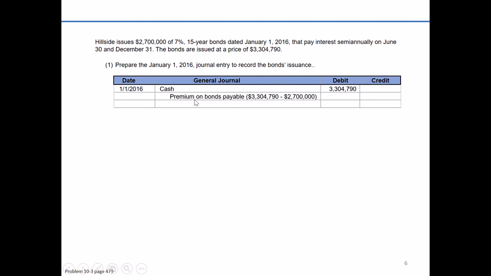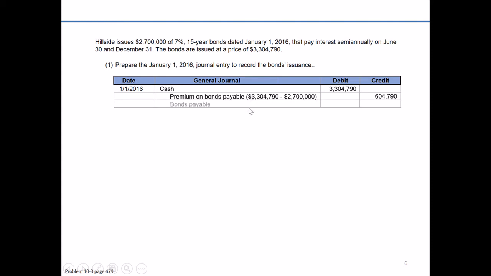While a discount was a contra liability account, the premium is an adjunct liability account. Don't worry, not too scary. That means it's related to bonds payable, but instead of subtracting from it, it adds to it. So it has the normal credit balance, so we increase it with a credit. The dollar amount is the amount of cash received, $3,304,790, minus $2.7 million of par value, or what they have to pay at the maturity, is going to be a credit of $604,790.